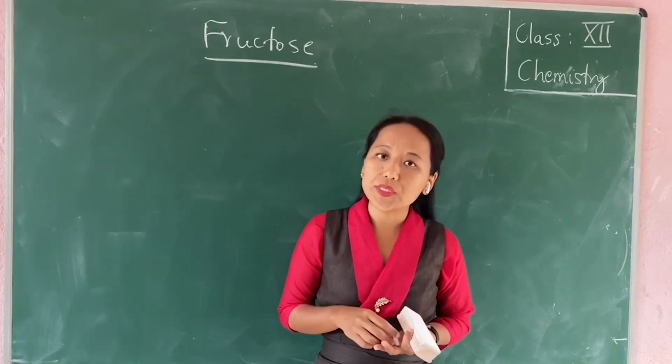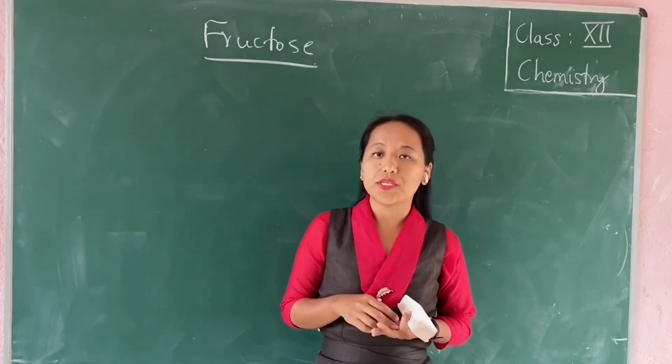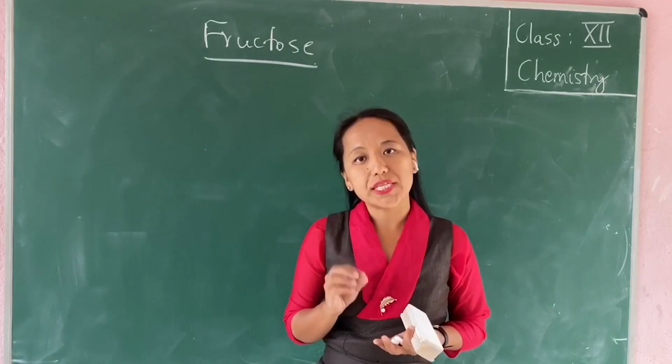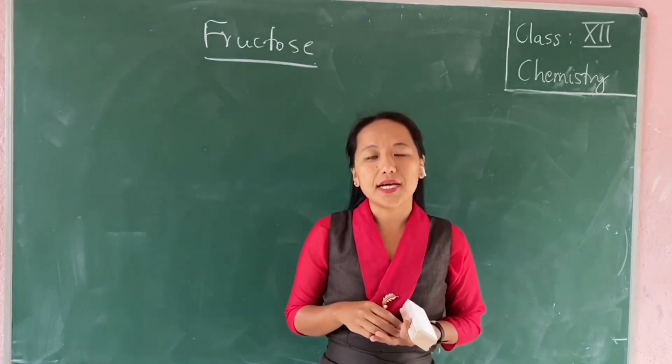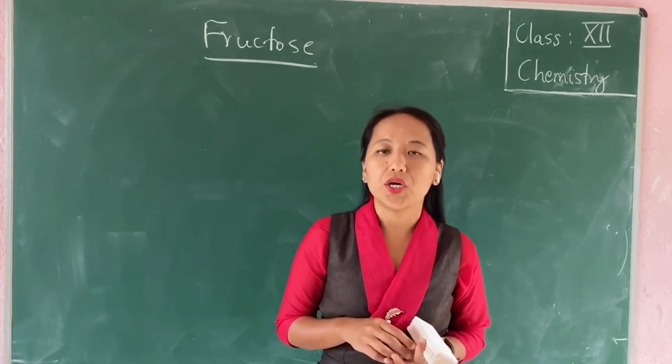Monosaccharides are the carbohydrates which cannot be further hydrolyzed. Examples are glucose and fructose. Oligosaccharides are the ones which produce 2 to 10 units of monosaccharides on hydrolysis. And the polysaccharides are the ones which produce more than 10 units of monosaccharides on hydrolysis.